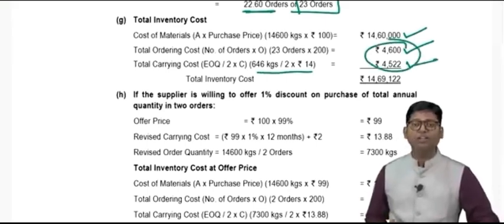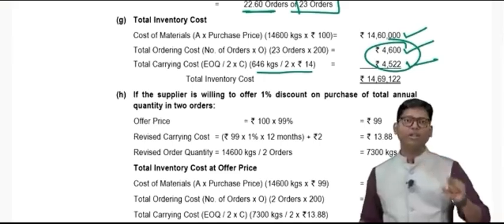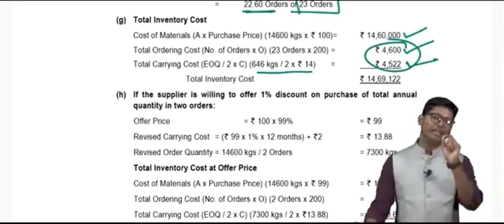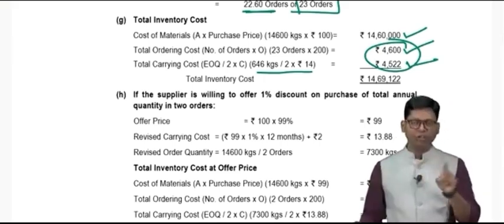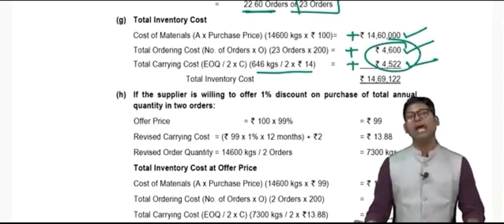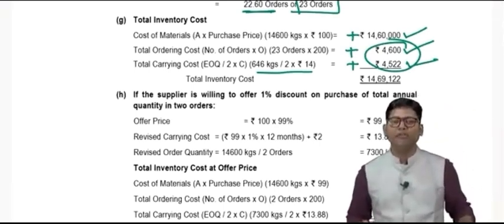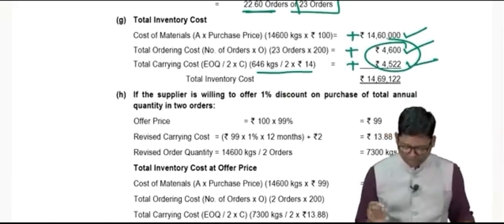These costs are not coming the same because you have rounded off the orders. If you are not rounding off the orders, then you will get the exact figure. If you are taking the full fraction, then you simply need to add up all three calculations: purchasing cost, ordering cost, and your carrying cost. Ultimately, you are going to get the total inventory related cost. So, point number G is also done.